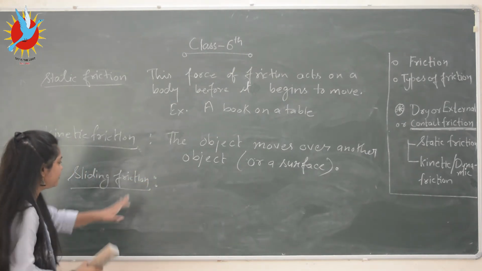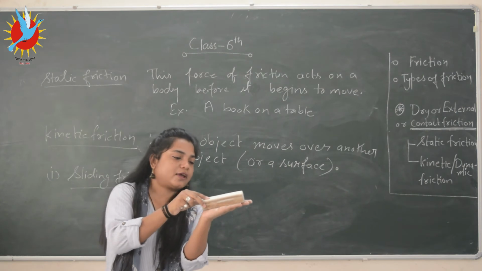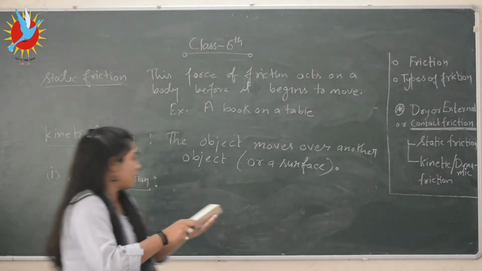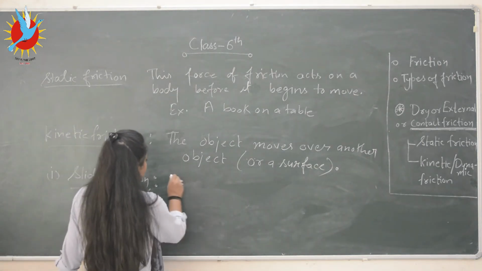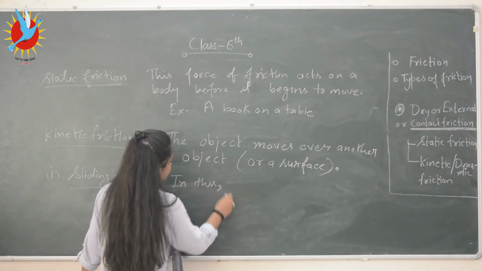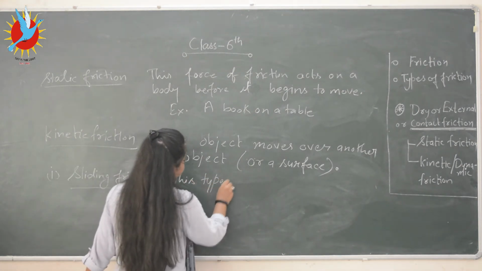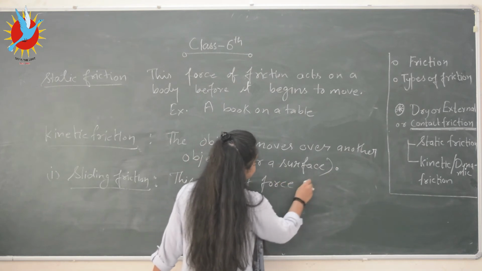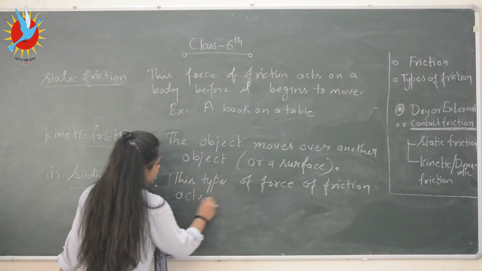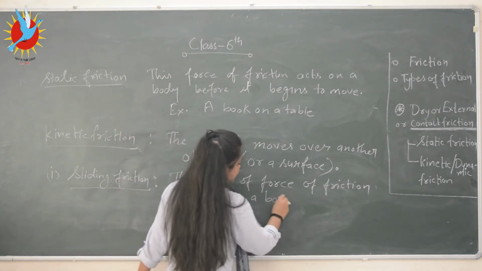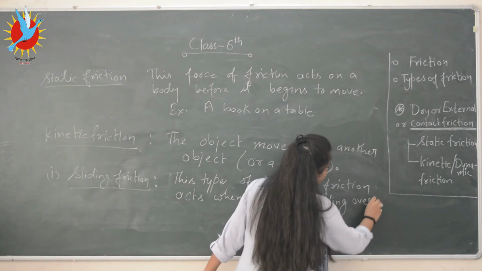As I told you, in sliding friction, the object is only sliding on the other surface, such as this. This duster is sliding on my hand, so the only frictional force acting on this duster is the sliding friction. This type of force of friction acts when a body is sliding over a surface.